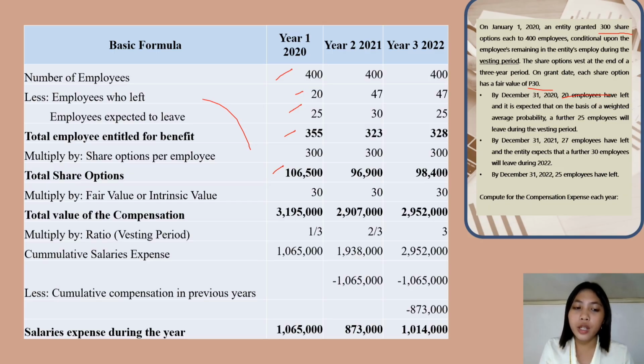So for our salaries, here you less the cumulative compensation for previous year, but this is our first year. So in 2020, the salaries expense during the year is 1,065,000.